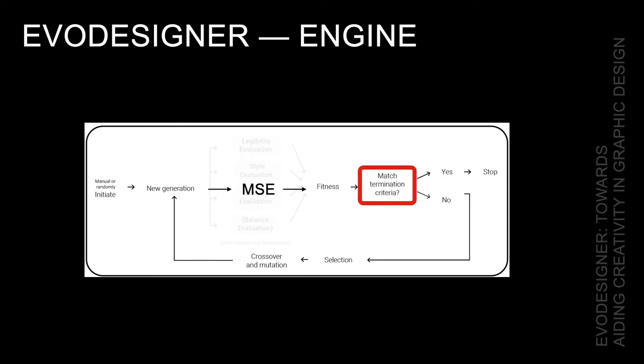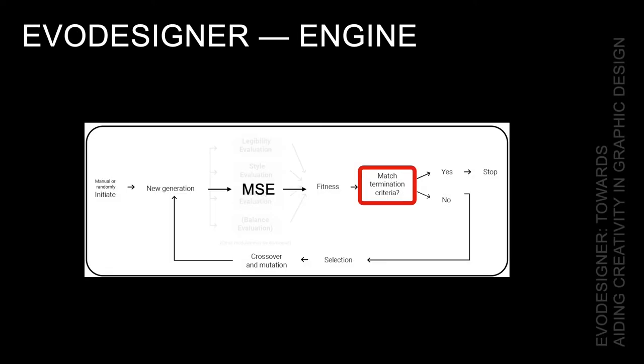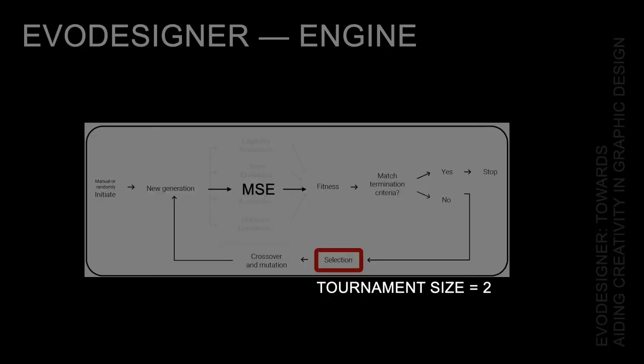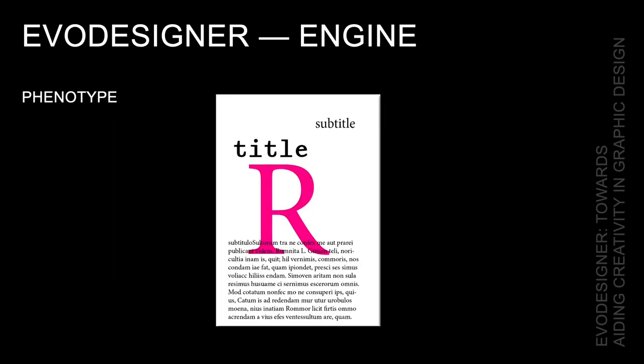Termination criteria can be either finding an individual whose fitness equals or exceeds a given threshold, achieving a given number of generations, or manually clicking a button to stop evolving. If no termination criteria was matched, selection will be performed using a tournament size 2 and elite 1. And lastly, a new population is created by crossover and mutation, and the process repeats.